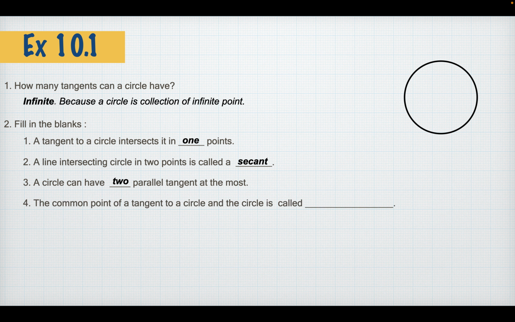And then the common point of a tangent to a circle and the circle is called what? What is the point that is common between the circle and the tangent? It is the point of contact. That's where they touch. That's what it is. It's a point of contact.